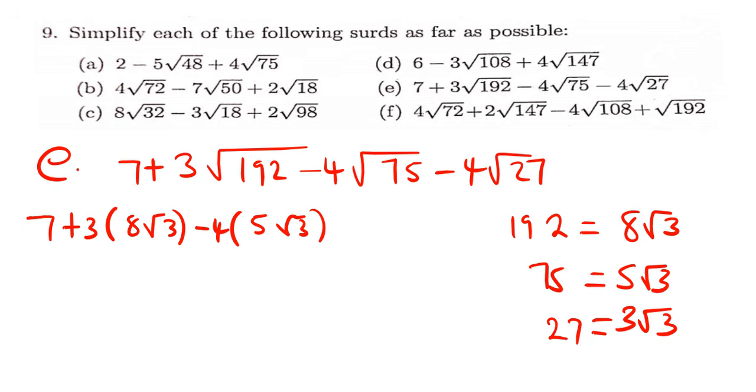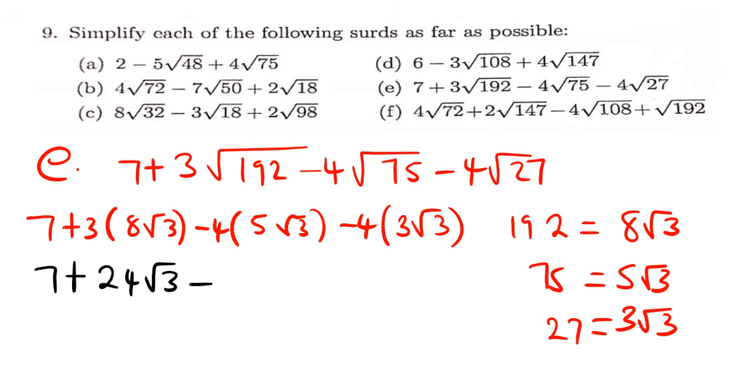Then, which other parts? We've got negative 4. Where there is 27, we found that it is 3 root 3. Then you solve from there. Here, what do we now do? We've got 7 plus 3 multiplied by 8, that is 24 root 3. Then negative 4 multiplied by 5, that is 20 root 3. Then negative 4 multiplied by 3, that is negative 12 root 3.